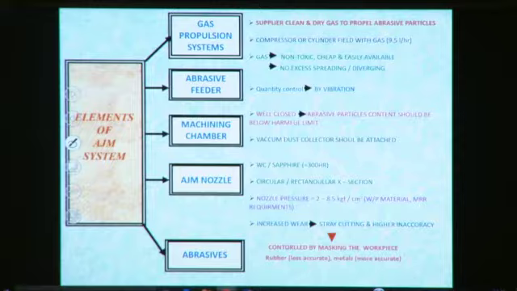In the gas propulsion system, a supply of clean and dry gas to propel the abrasive particles is provided. Here there is a compressor or a cylinder filled with gas. Here 9.5 liters per hour of gas is required.